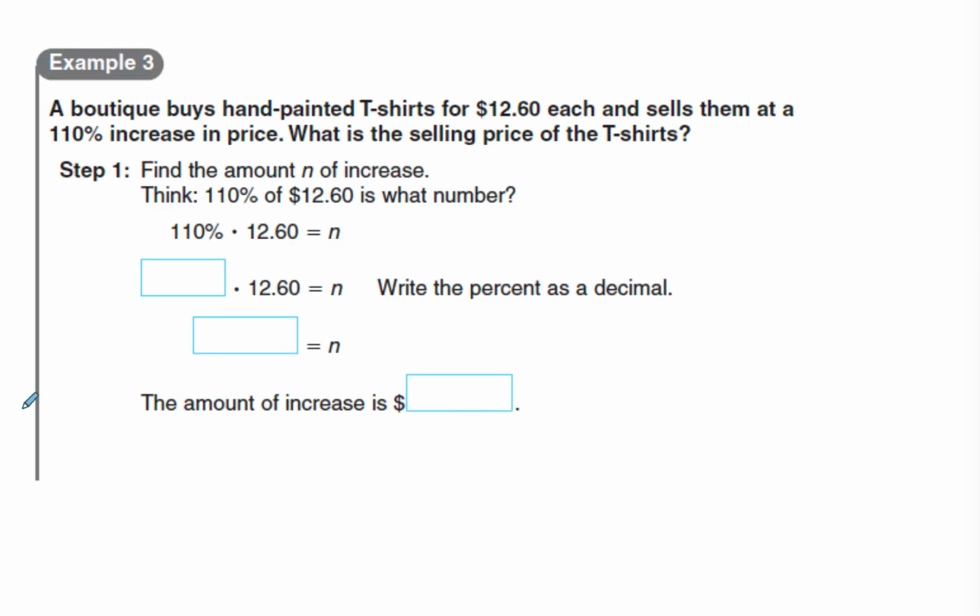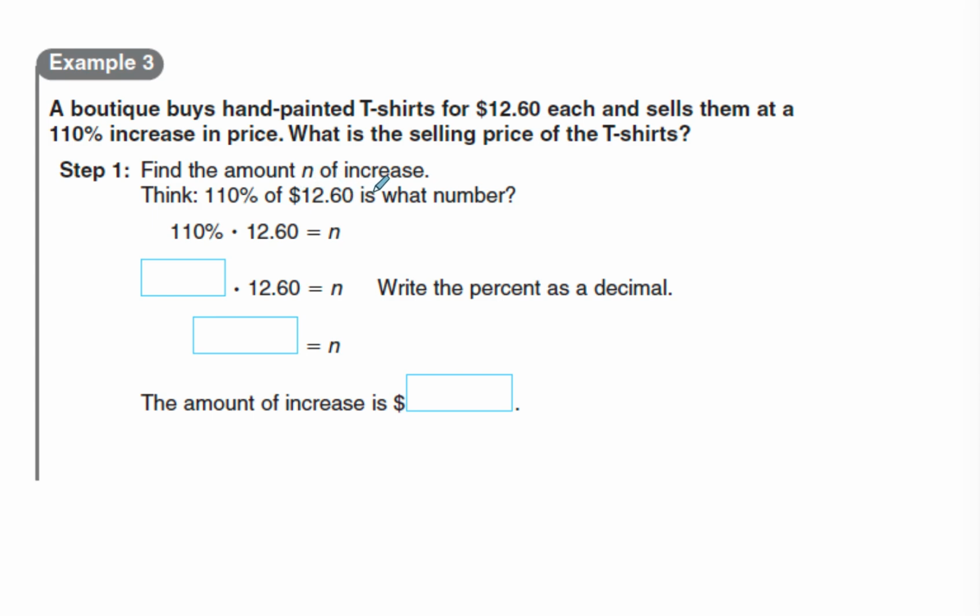All right, let's go ahead and take a look at our next problem here. A boutique buys hand-painted t-shirts for $12.60 each and sells them at a 110% increase in price. What is the selling price of the t-shirts? So we're going to be using the amount of increase to find a selling price for this problem. So the first thing we're going to do is find the amount of increase. So they're asking us to find 110% of $12.60.